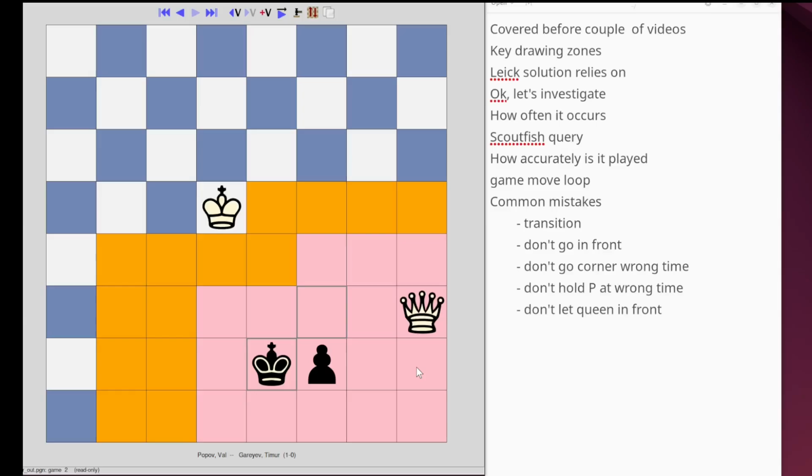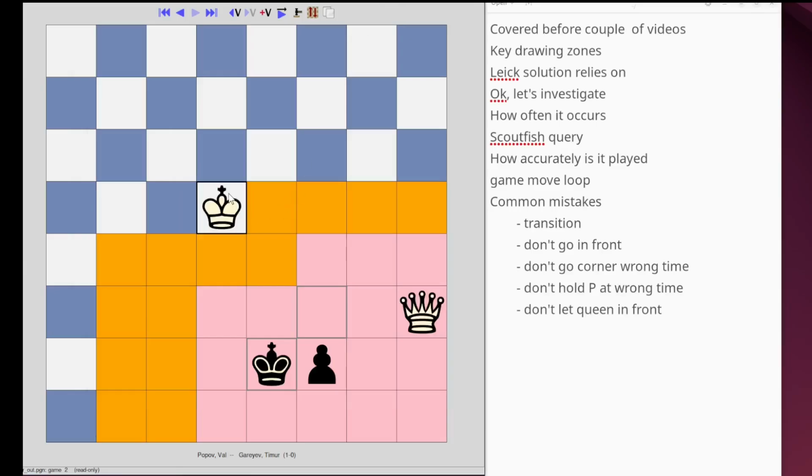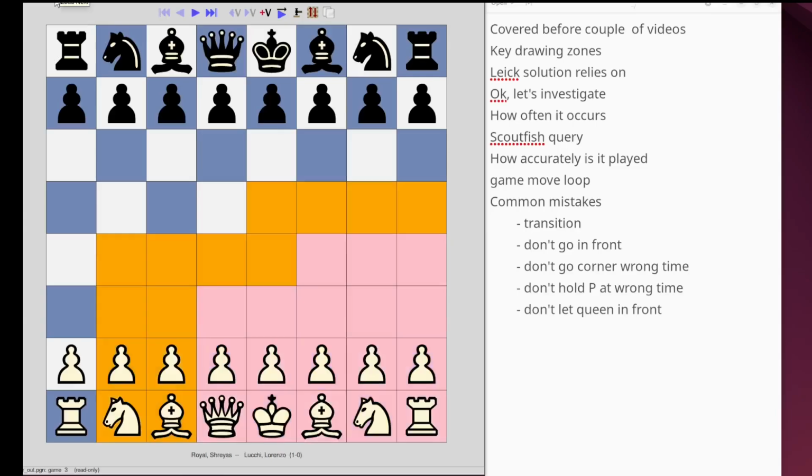That's another one. Sometimes you do need to go behind the pawn, and it looks like when we look at the errors, the blunders, a few people do that, but they do it at the wrong time. So just only do it when it's necessary, possibly when the attacking king is in the equivalent of that square. Let's go down and see if we can find.